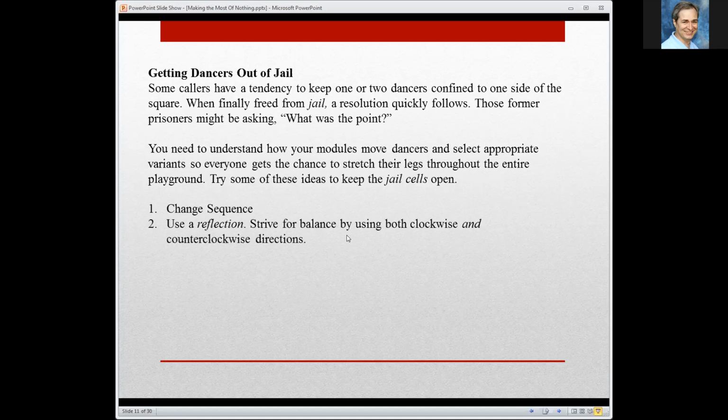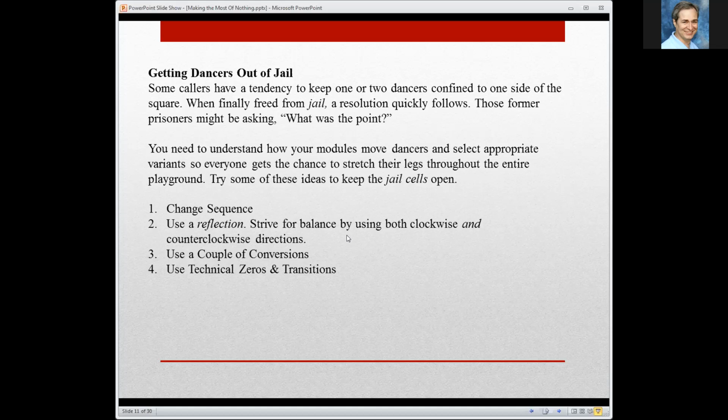You can use a reflection. You should always try to strive for some kind of balance using both clockwise and counterclockwise rotation. So maybe we use the left-handed version, and that has the effect of getting them out of jail. Or maybe you can use a couple of conversions. Put a couple of conversions in there, and people are going to move from one side to the other.